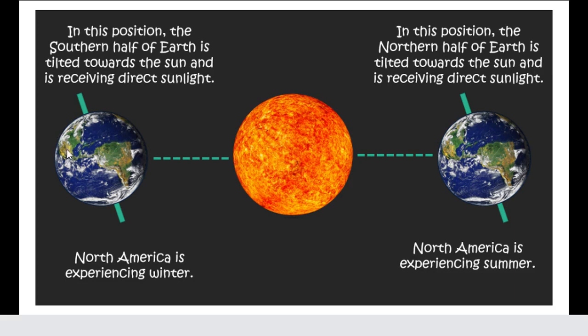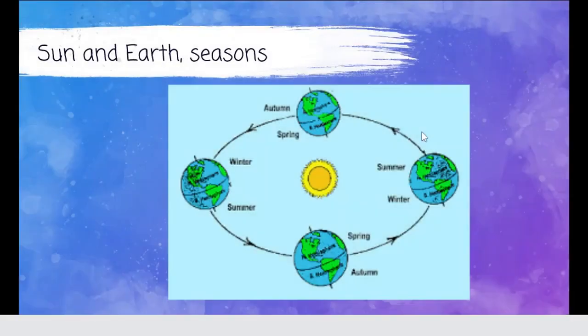And because of that, we're experiencing winter when we are tilted away from the sun. However, when we rotate around the sun and we end up facing towards the sun, here is North America here, because we're tilted towards the sun and we are receiving direct sunlight, during this time we are experiencing summer. Now, to see all the different seasons, it's a little blurry, so I'll explain it. Like we talked about, we have winter and summer. If we are facing the sun, we're getting summer, and if we're looking away from the sun, we're getting winter.